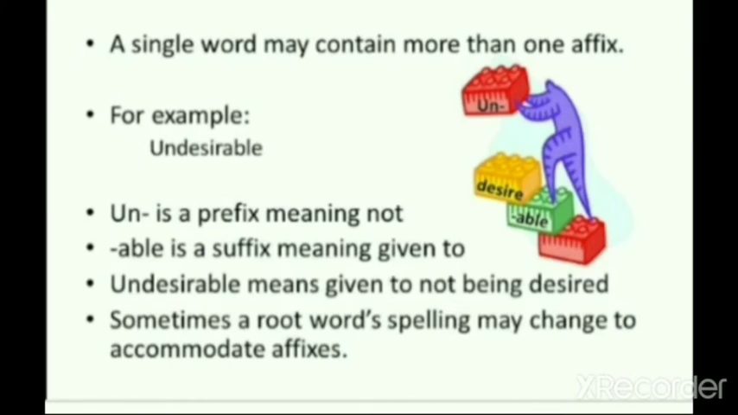A single word may contain more than one affix. For example, undesirable. Un is a prefix, able is a suffix. Desire is a root word. Un is a prefix and it means not. Able is a suffix which gives the meaning given to. The whole word undesirable means given to, not being desired. Sometimes a root word spelling may change to accommodate affixes.